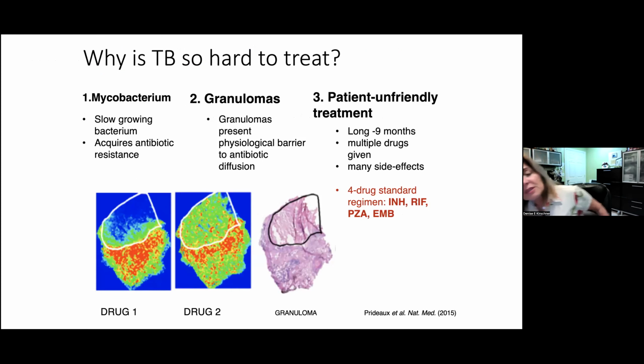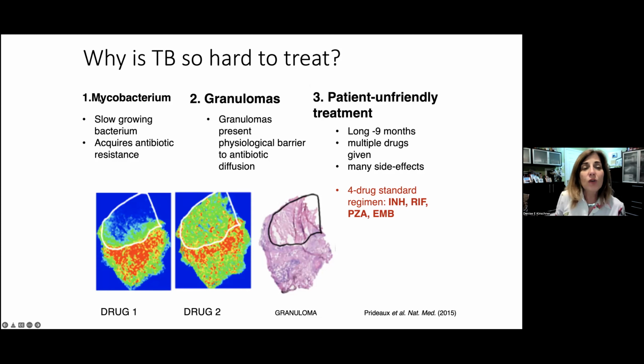And one of the reasons I'm going to tell you about treatment is because there are a lot of interesting mathematical approaches here, but also I think it's very amenable to those of you that study drugs in other systems, in tumor systems, or in other diseases. So I think you'll find this interesting. So why is TB so hard to treat?